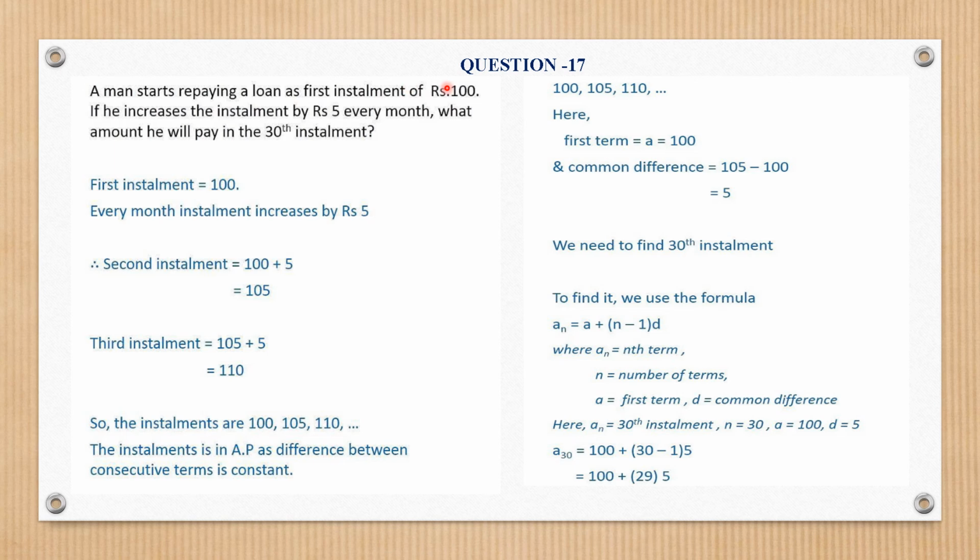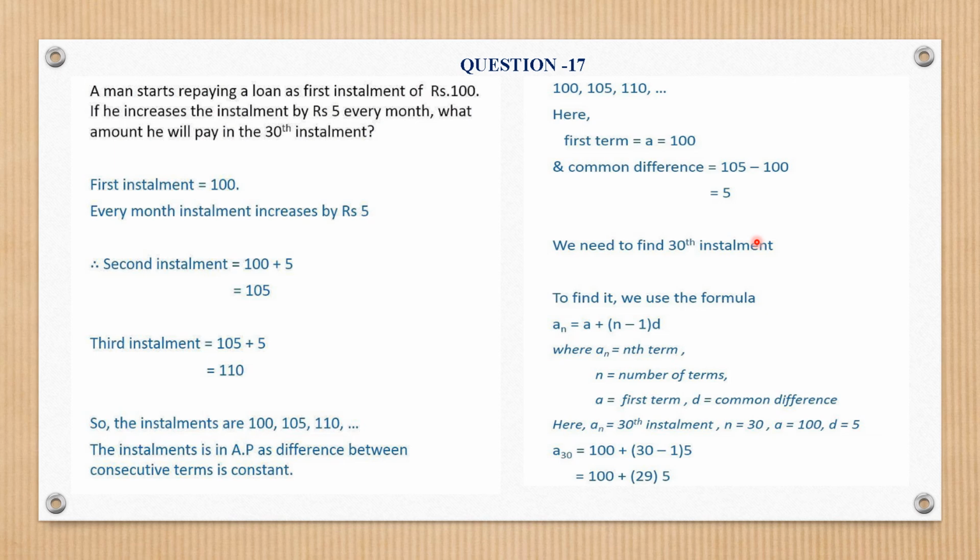So the first installment is 100, that makes the first term of the AP. As the installment is increasing by 5 every month, that is the common difference d, so it is 5. So what is the second installment? It is 105. Next is 110, so we get the AP as 100, 105, 110, where a is 100, d is 5. So the 30th installment means the 30th term.